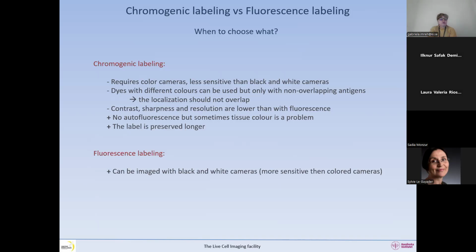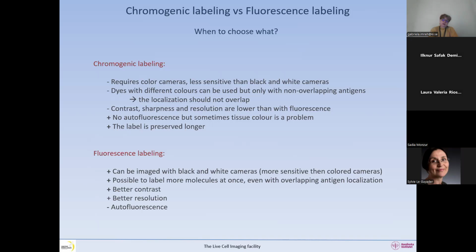If we perform fluorescent labeling, we can also image it with color cameras, but mostly we use scientific black and white cameras, because they are more sensitive than color cameras. It's possible to label more molecules at once, even with overlapping antigen localization. Also, we will get better contrast and better resolution in our images.